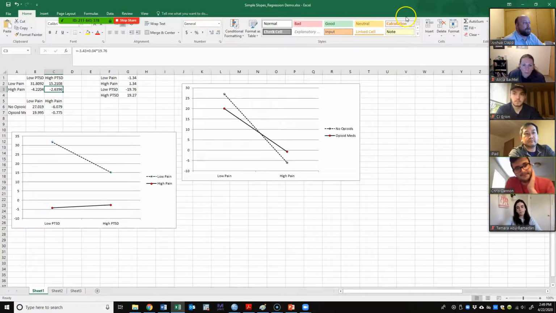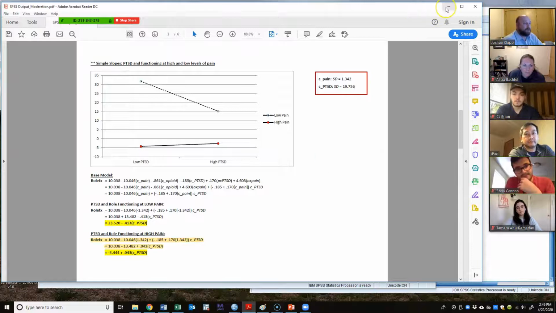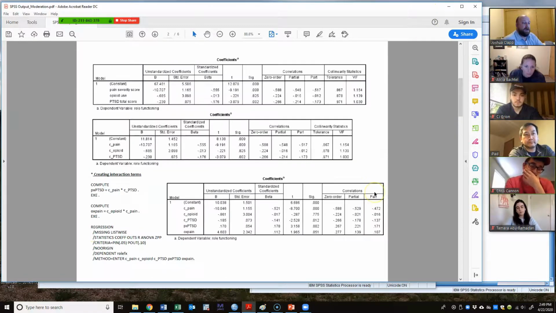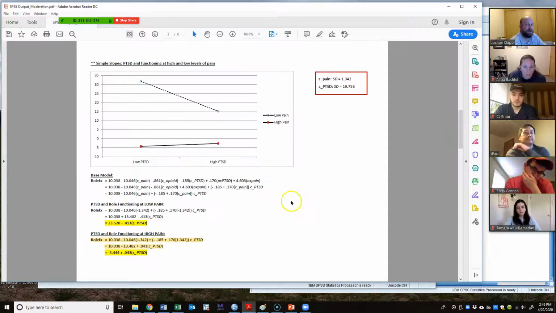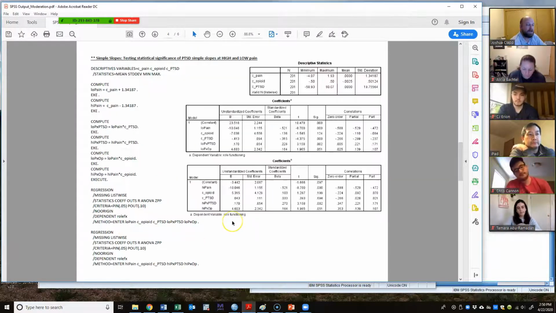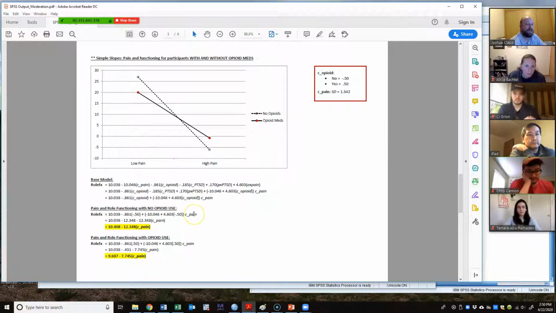Yep. Cool. All right. So what we're going to do now is go back through, remember that we also had very weak evidence, but something that looks like it might be a signal for an interaction of opiate use and pain. I've figured out and tested simple slopes for PTSD and functioning at high and low levels of pain. What I want to do now is take a look at what the effect of pain on functioning is for people using opiates and people not using opiates.